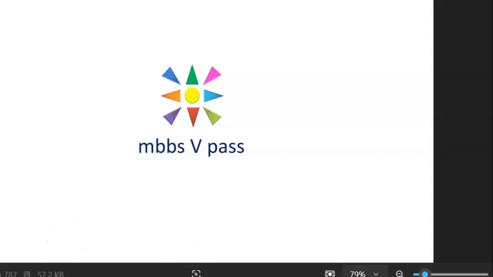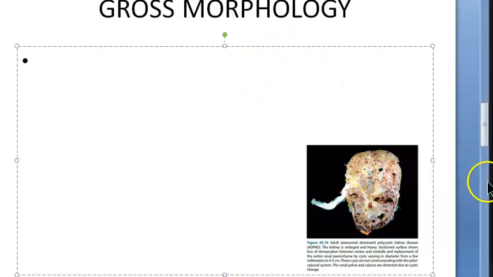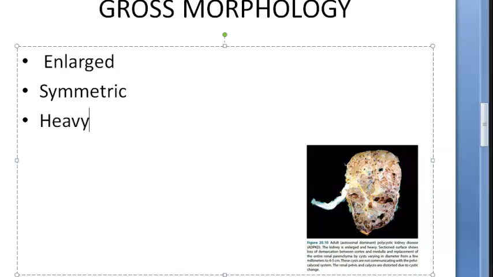So we have 3 more topics left for this: gross morphology, microscopy, and then treatment. Okay, so let's look at gross morphology. Gross morphology, I'm giving you the kidney. What can you see? You can see that the kidney is enlarged. It is symmetric. It's heavy because it's full of fluids, lobulated appearance. Then, what else are you seeing?